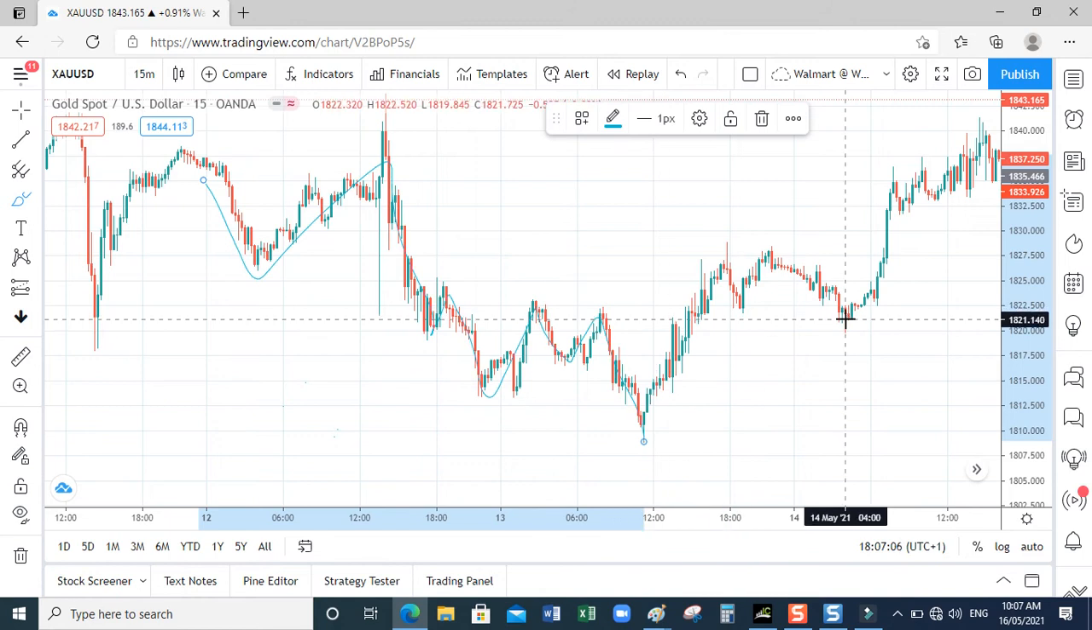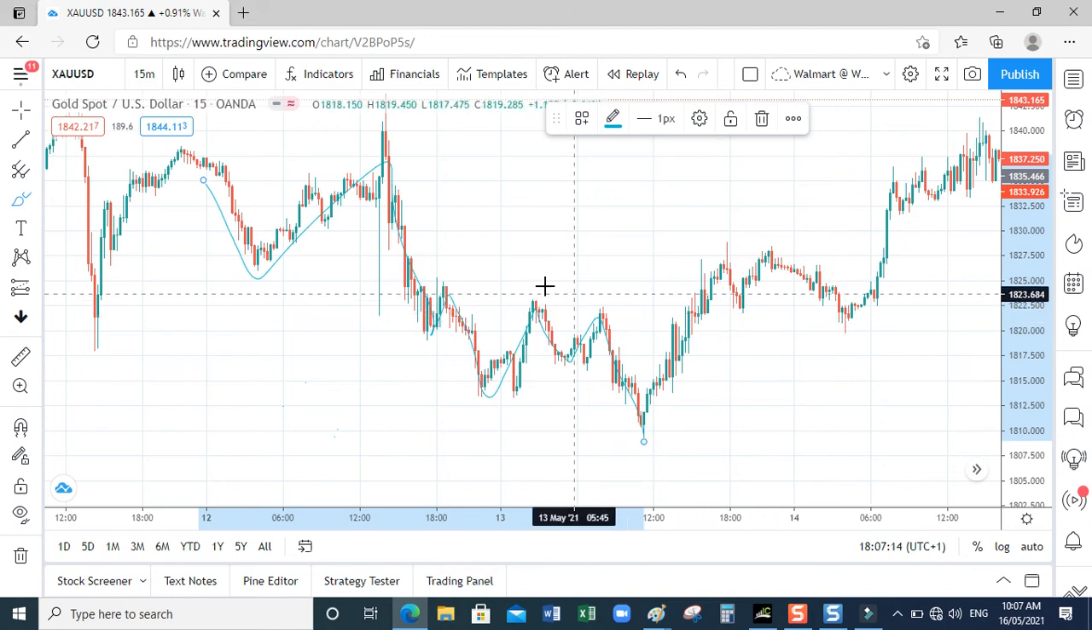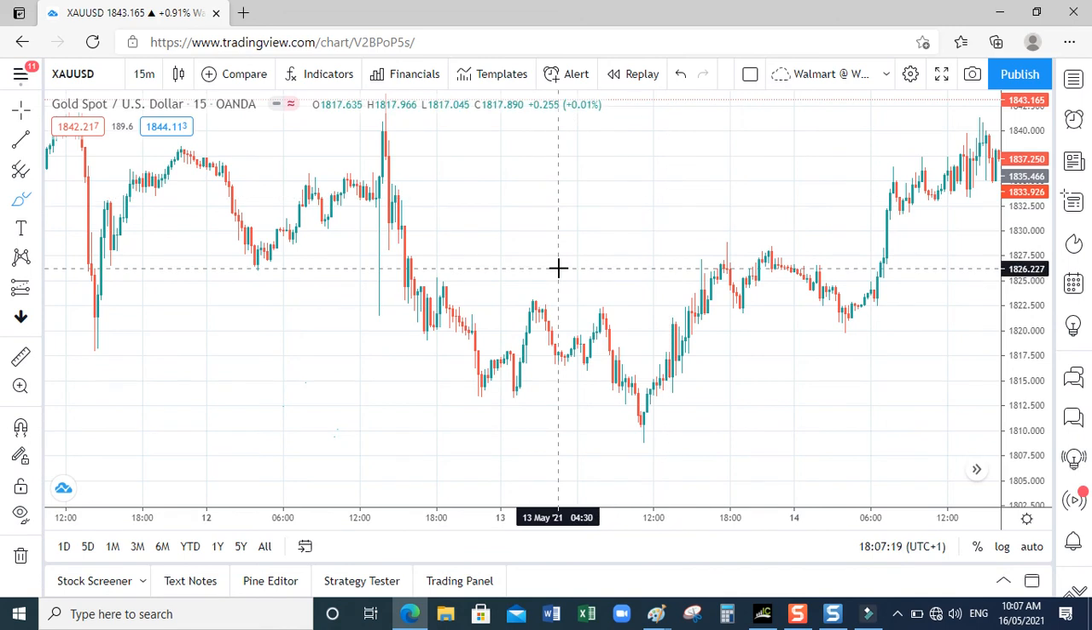There's a difference between price reversal and price retracement. The reversal is different from price retracement. Please take note of that.